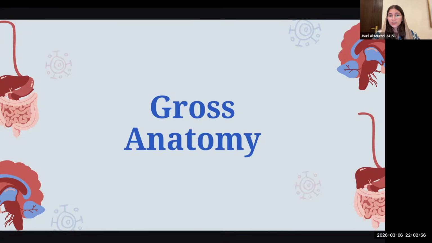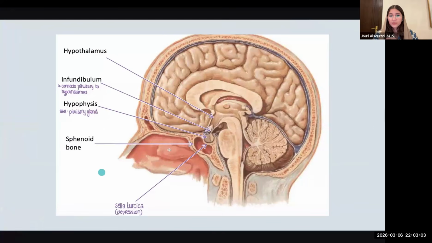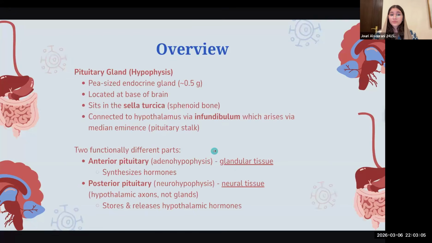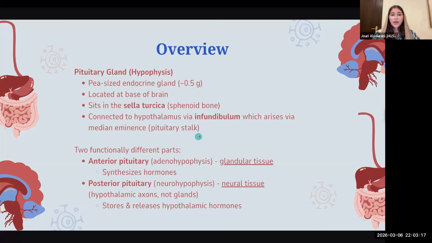Okay, let's begin with the anatomy. Firstly, the pituitary gland is a very small endocrine gland, the size of a pea. As you can see, it's very small. And it's located at the base of the brain. It sits in a bony depression in the sphenoid bone called the sella turcica. It's basically a depression in the sphenoid bone, as you can see here.